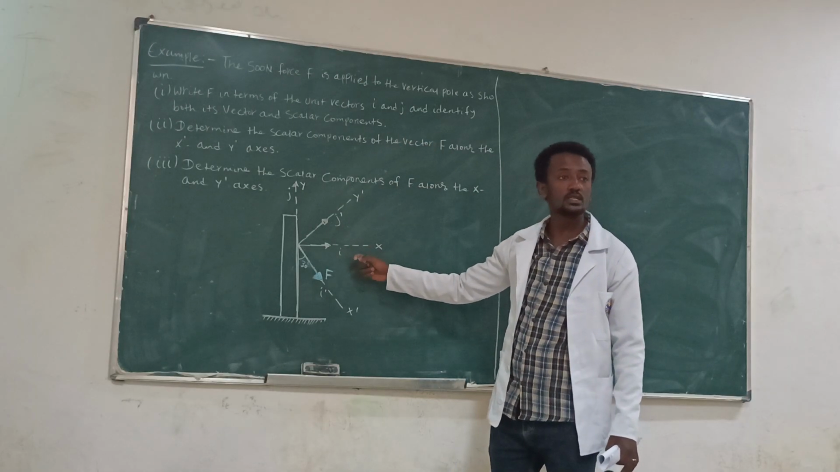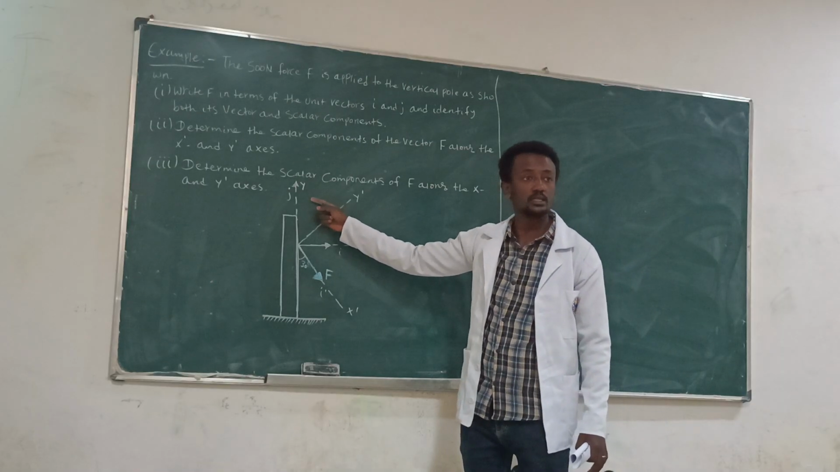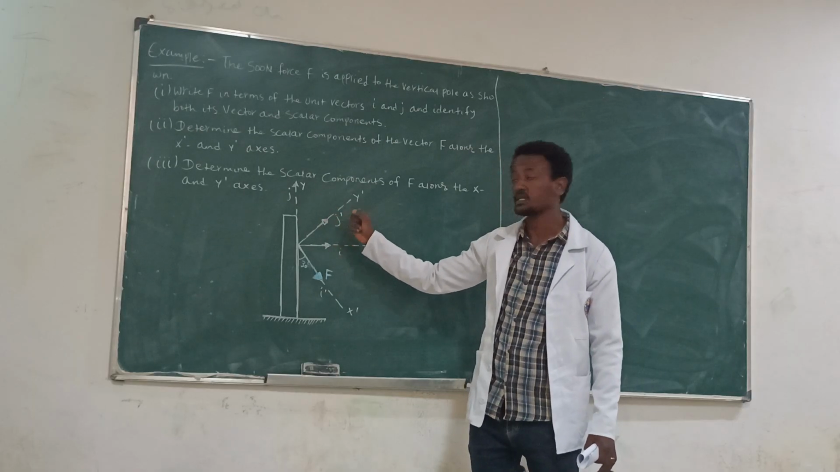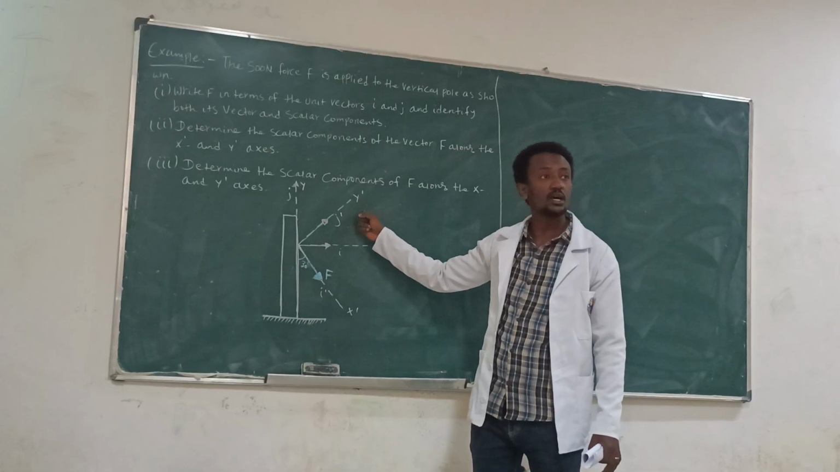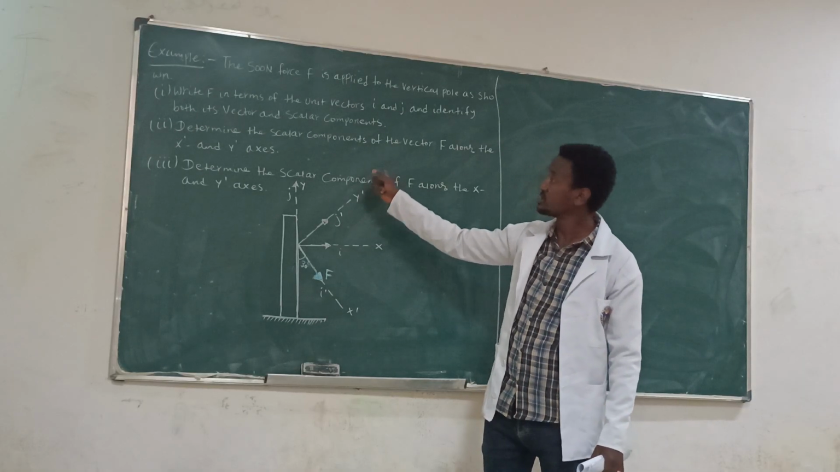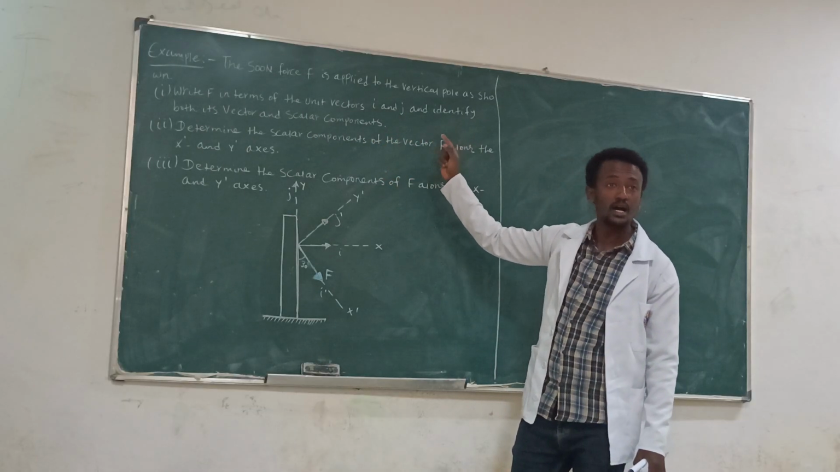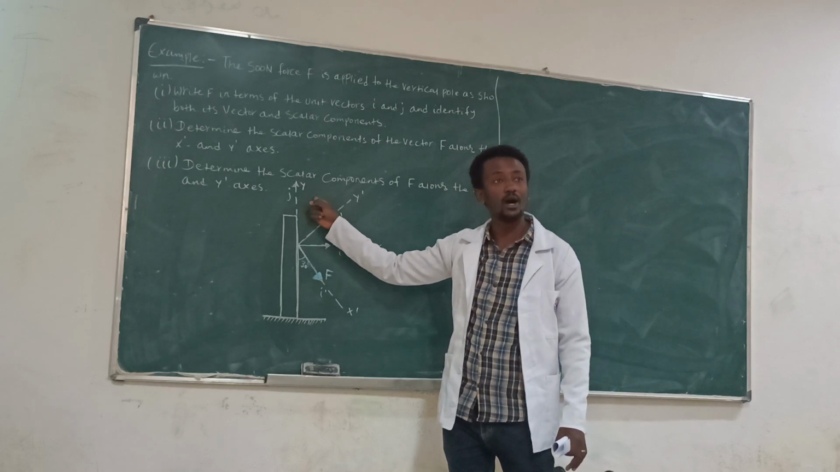Here we have two axes in this figure. The first axis is the x-axis and y-axis, perpendicular, the i and j axes. And the second axis is the x prime and y prime axis. Therefore, the first equation is to write F in terms of unit vectors i and j, that means in the x and y axes.